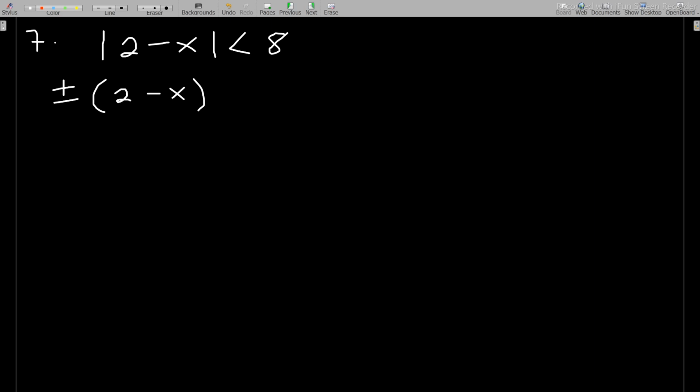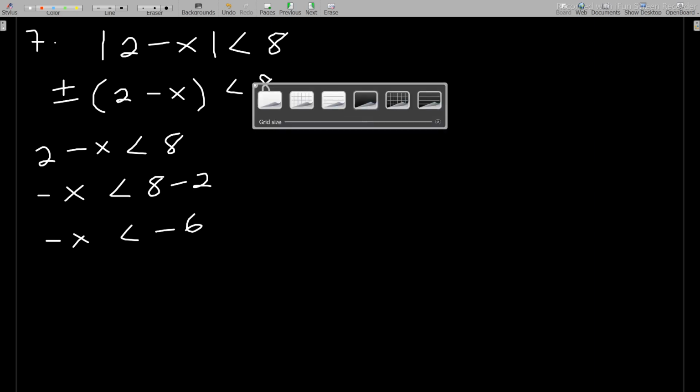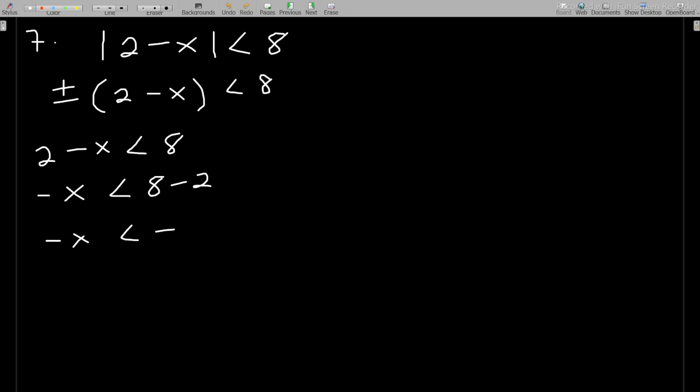Okay, so 2 minus x plus or minus, it's less than 8. So first of all, you solve the positive part, which is 2 minus x less than 8, and now you get negative x less than 8 minus 2. Okay, and that will give us negative x less than positive 6. I'm really sorry for that. And now if I divide through by negative 1, I get x is greater than negative 6. So that's the solution for the first part.